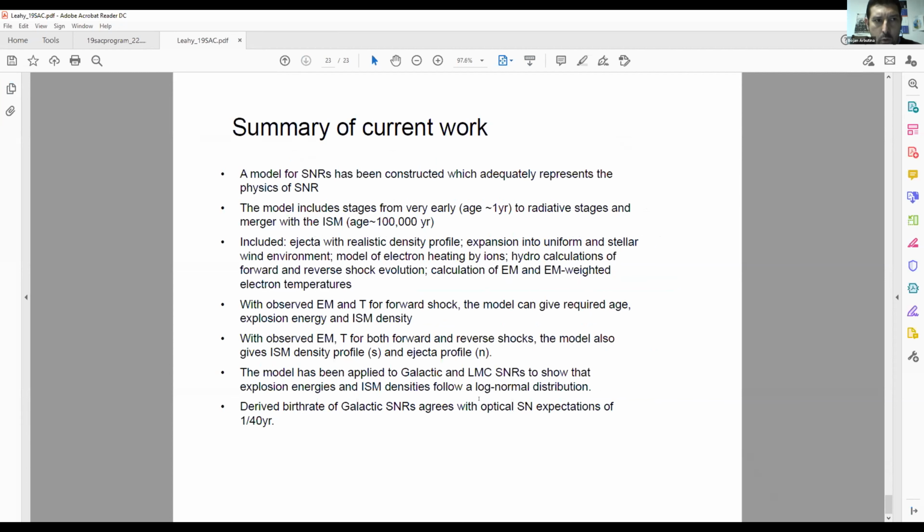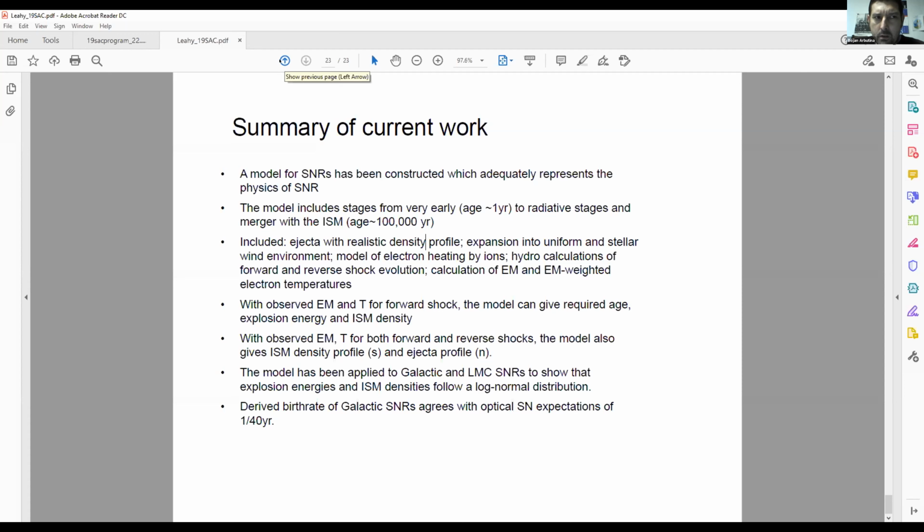I can ask a short question about the reverse shock going toward the center, because I know that you were also in Crete at the Supernova Remnants conference, and the people were really surprised. That was my impression, that they were surprised that the reverse shock of Cassiopeia A is moving backwards or standing still from observations by Fesen, I believe.